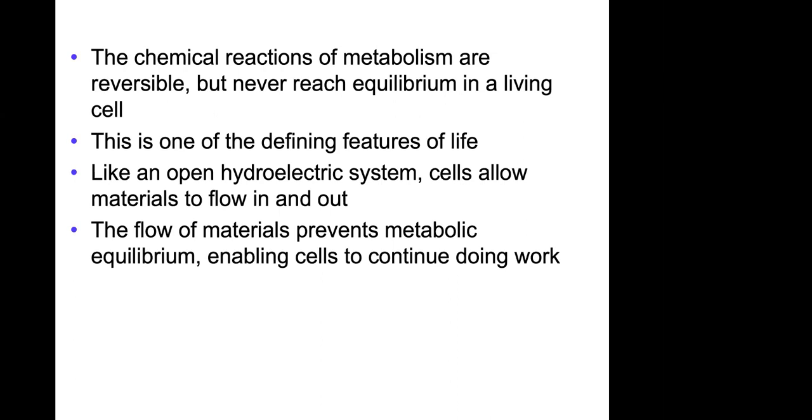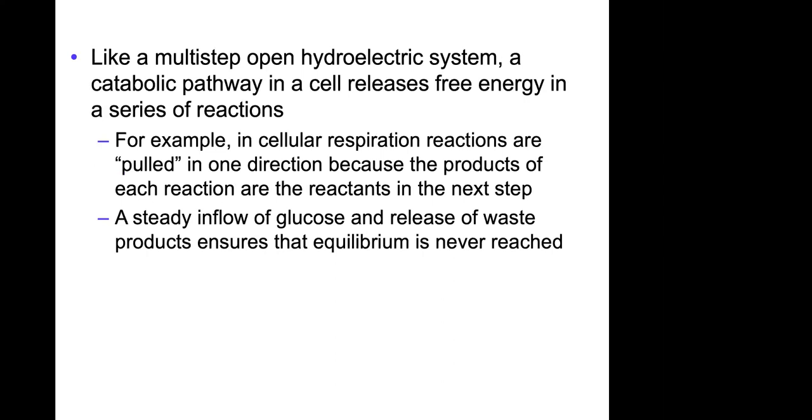Like an open hydroelectric system, cells allow materials to flow in and out. The flow of materials prevents metabolic equilibrium. You don't want metabolic equilibrium because that means the cell cannot do work, and that would enable a cell to die. But by preventing the flow of materials from reaching equilibrium, cells can continue to do work. Like a multi-step open hydroelectric system, a catabolic pathway in a cell releases free energy in a series of reactions.